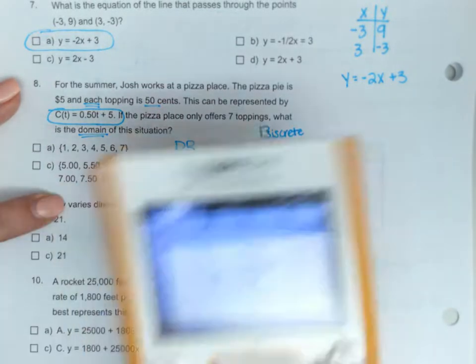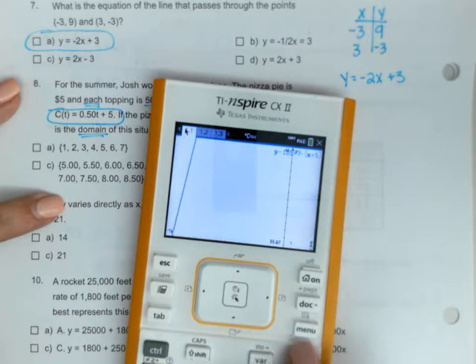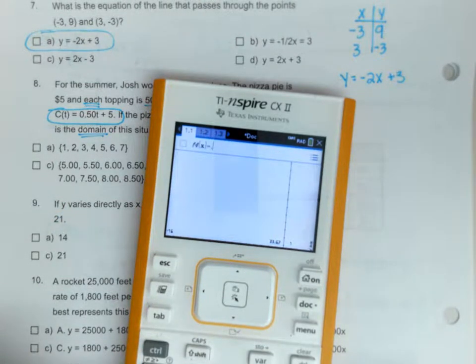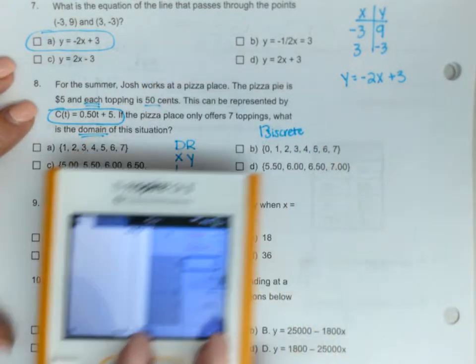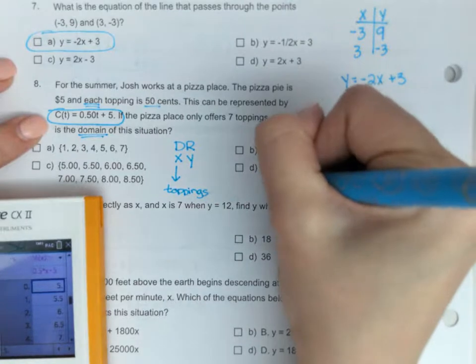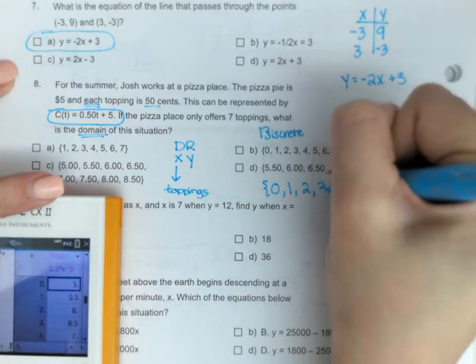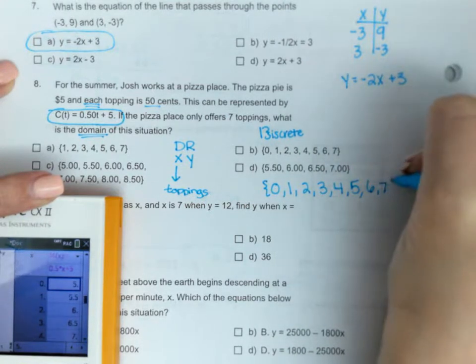So if I wanted to put it in my calculator, this is a function, so I can do menu 3, 1, 0.5x plus 5. Control T is how we see the table. So our options, you can either have 0 toppings, you can have 1 topping, you can have 2 toppings, 3 toppings, 4 toppings, 5, 6, or 7.